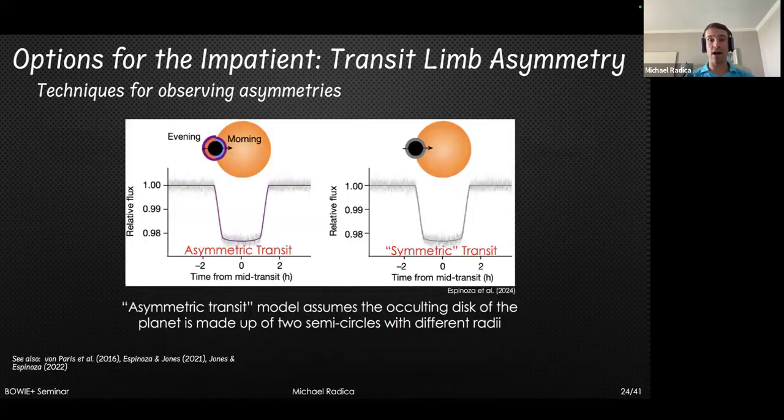To show what I mean by this, we look at this schematic from Nestor's paper last year, where we see for the symmetric transit with their normal Batman model, we're effectively assuming that we have a perfectly circular transit annulus for the atmosphere, which is the same in the east as it is in the west. Now, we just break that assumption when we use a Catwoman model and we fit an asymmetric transit. What we do instead is we use two different occulting semicircles, which can potentially have different radii if we find that the evening, for example, is hotter and puffier than the morning.